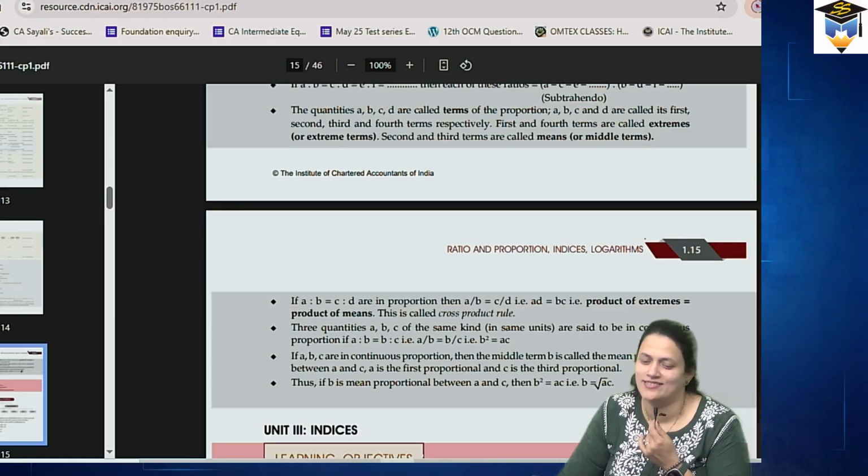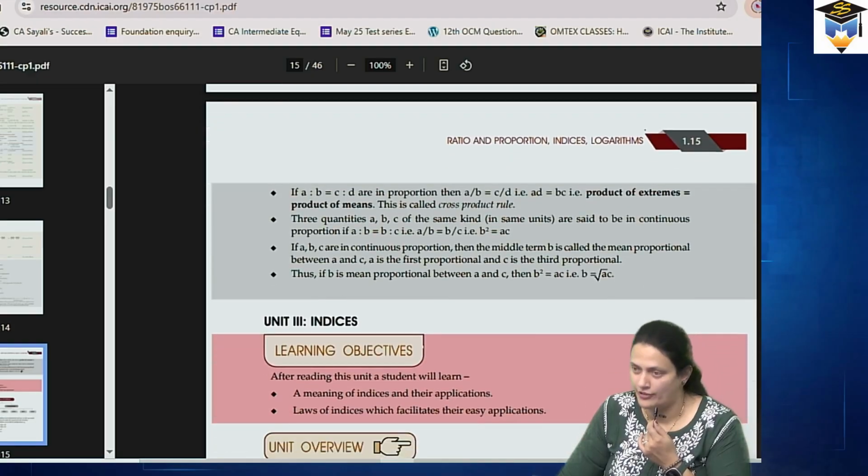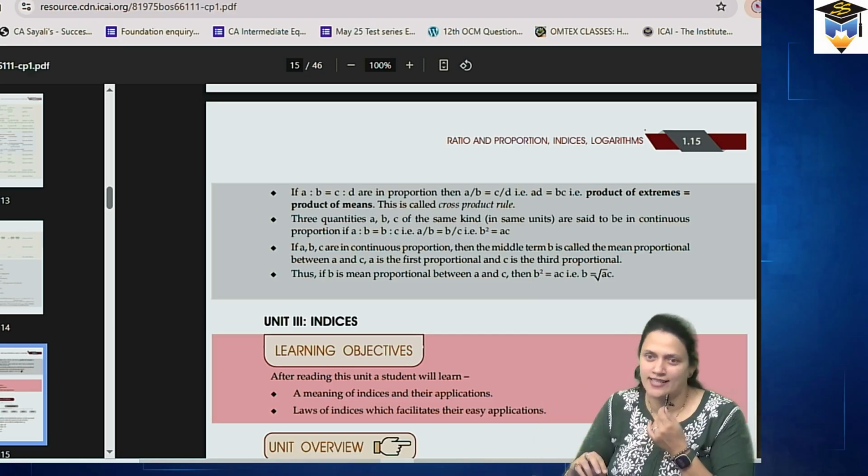ओके, सो I think the new topic we will start on Friday. Complete it and start with logarithm. ठीक है. सो 10 minutes दी आपको to study. 10 minutes to study. We'll start the test at 1.